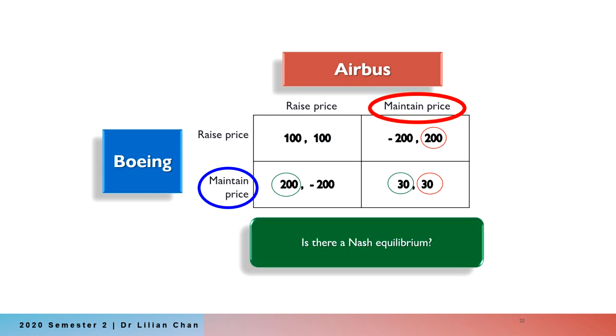Is there a Nash equilibrium? Yes, of course there is. Both Boeing and Airbus will choose to maintain their prices. There is a dominant strategy equilibrium. Each firm will earn $30 million in annual profits.